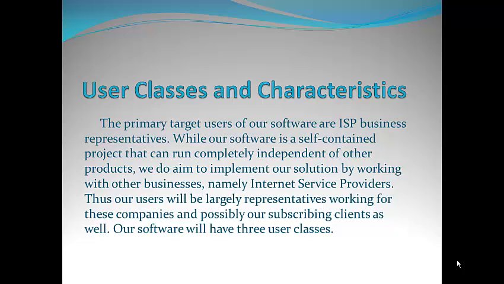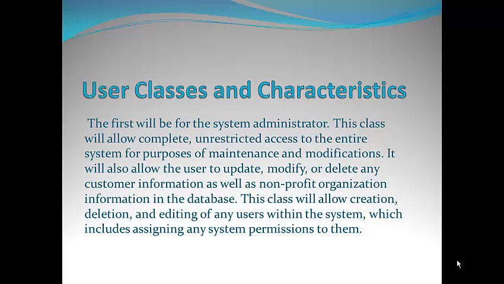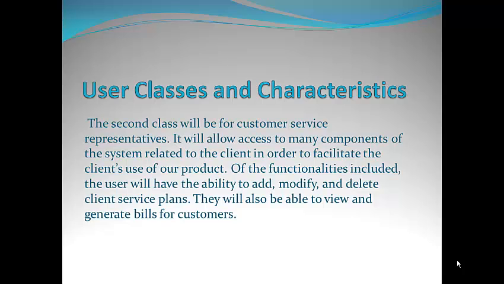Now to talk a little bit about user classes and characteristics of the software. We will have 3 user classes. The first will be for the system administrator, which will allow complete unrestricted access to the entire system in order to maintain and modify anything as necessary. The second user class will be for customer service representatives. It will allow access to many components of the system, but not all. The components that it will have access to will be related to the client in order to facilitate the client's use of our product.